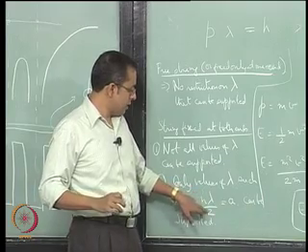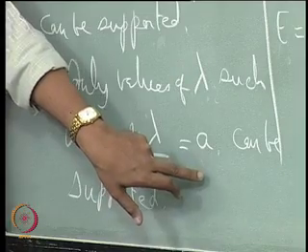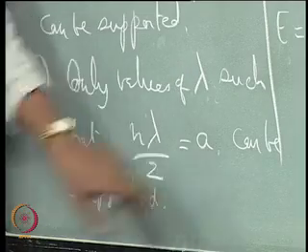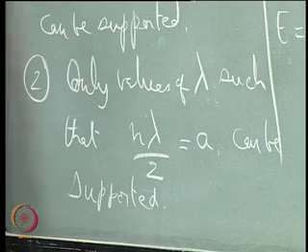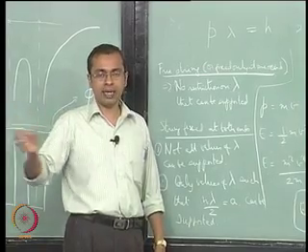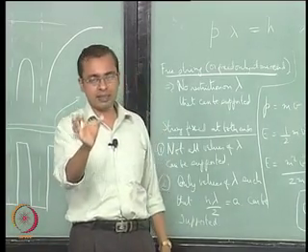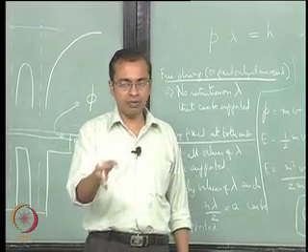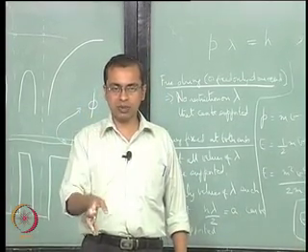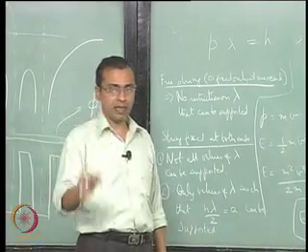What would be those wavelengths? It will be 2a by n, so for n equals 1, 2a; then 2a by 2, 2a by 3, 2a by 4, 2a by 5, and so on. And a is some fixed value, some distance. It could be 1 meter, half a meter, 1 centimeter, an angstrom, whatever it is, but it is a fixed value.